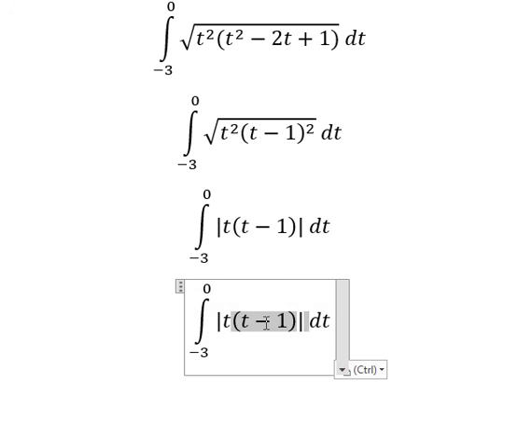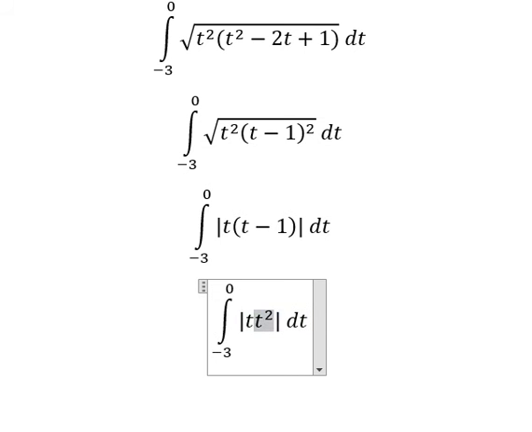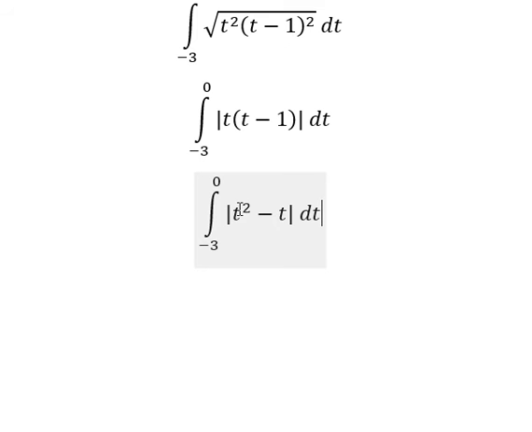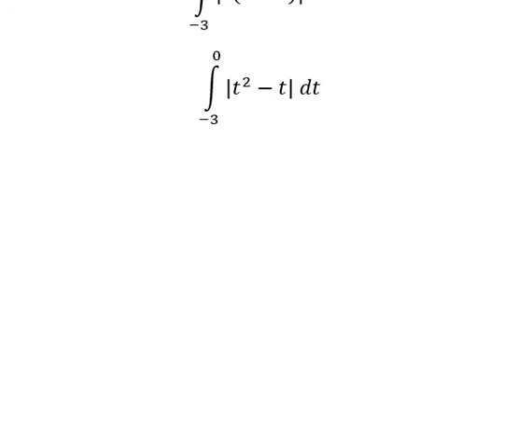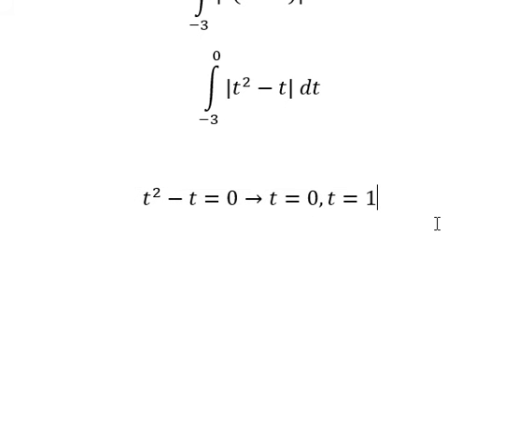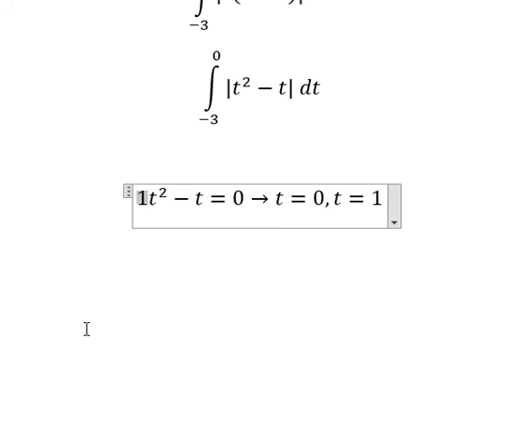And this one we have t squared minus t. We know that the absolute value always provides a positive number. So we need to find the value of t squared minus t equal to 0. So we have two solutions in here. That's t equals 0 and t equals 1. So the coefficient of t squared is 1 in here. That means this is positive.